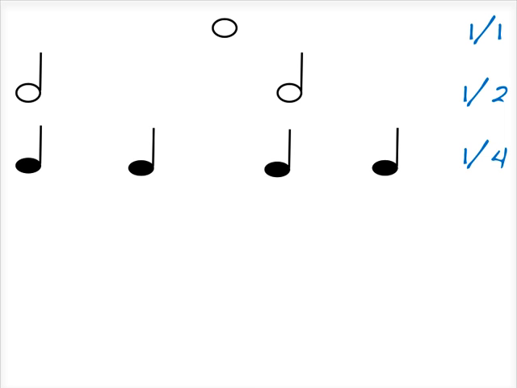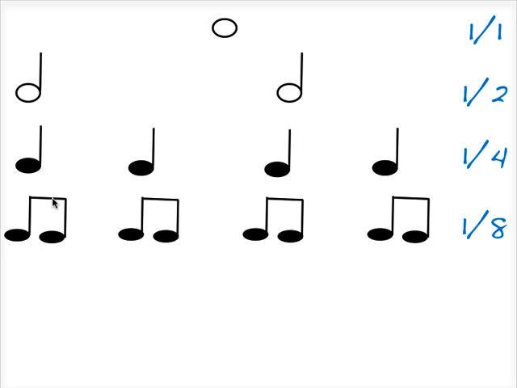Within one whole note, you can fit four quarter notes, which look very similar to a half note, but the circle is filled in and the stem goes away from the circle again. So four quarter notes fitting within one whole note. Within them, we can fit two eighth notes within each one. So obviously that's eight eighth notes within a whole note.